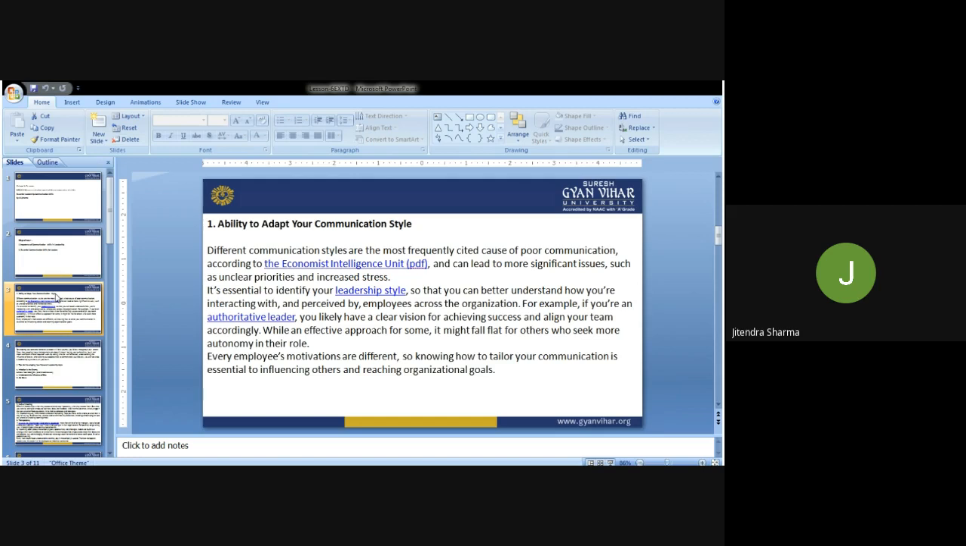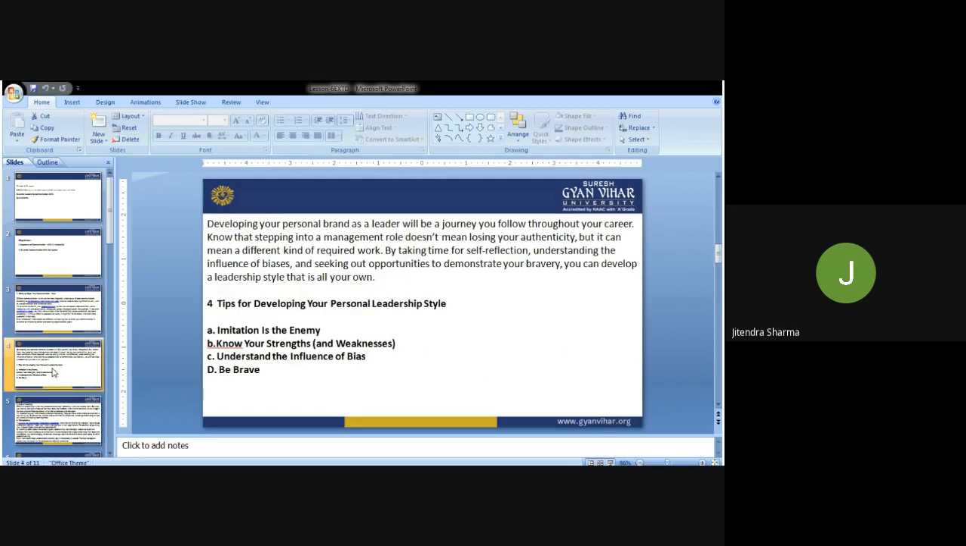As an authoritative leader, you likely have a clear vision for achieving success and aligning your team accordingly. While an effective approach for some, it might fall flat for others who seek more autonomy in their role. Every employee's motivation is different, so knowing how to tailor your communication is essential to influencing others and reaching organizational goals. Actually, there is also the style where we think about the democratic approach.